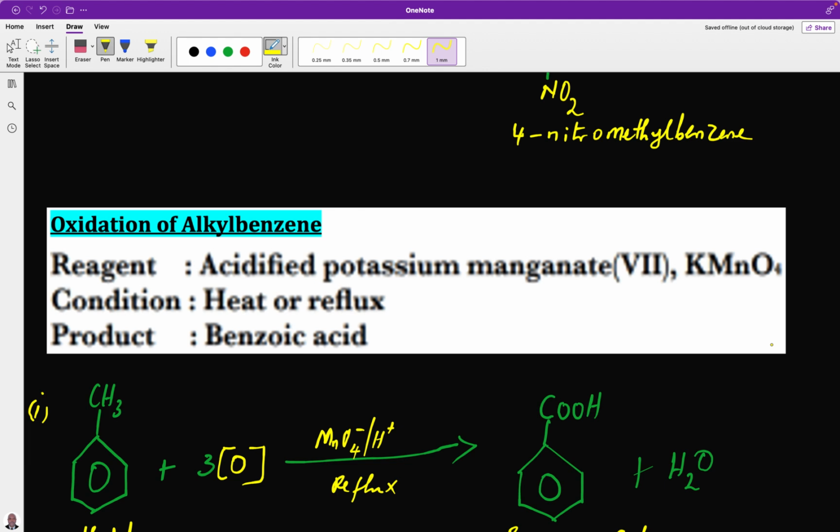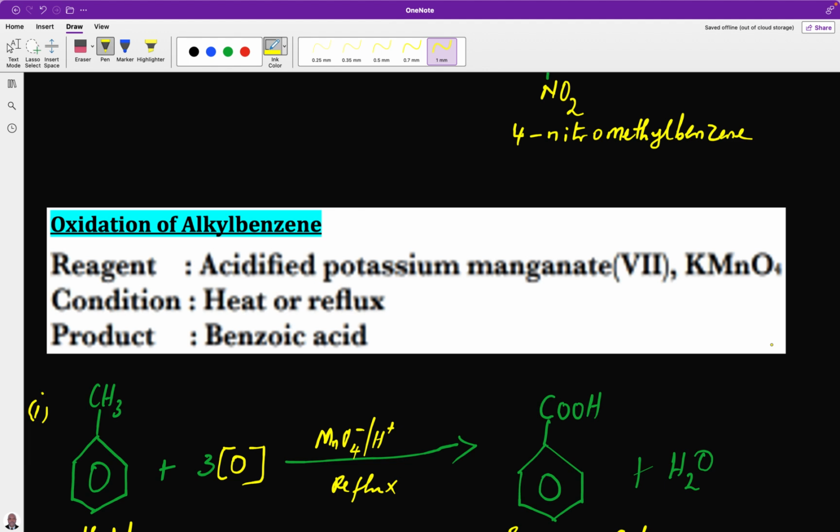So all this reaction mixture is refluxed, and what happens is that benzoic acid is produced. It should be remembered that it is the alkyl group that is being oxidized. There is oxidation of the side chain. The side chain is oxidized to a carboxylic acid group.